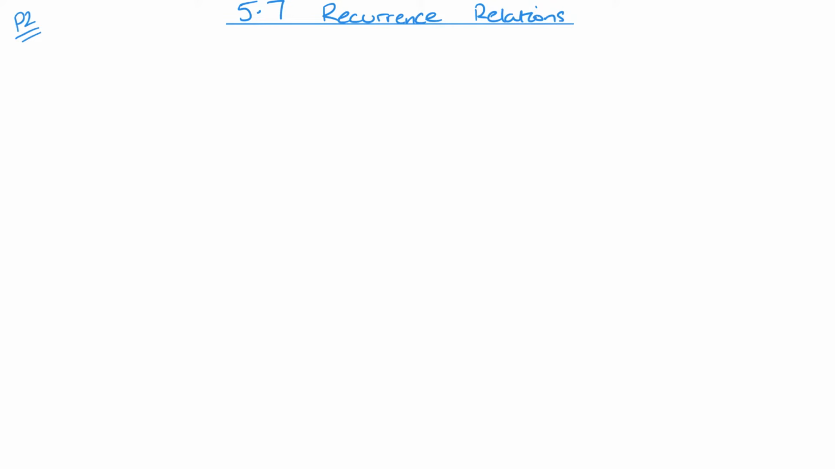Welcome to P2. Today we're going to look at recurrence relations, Unit 5.7. Now, this is essentially all about how we get from one term in the sequence to the next term in the sequence. And it's always using that previous term.